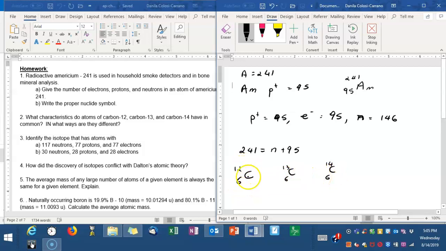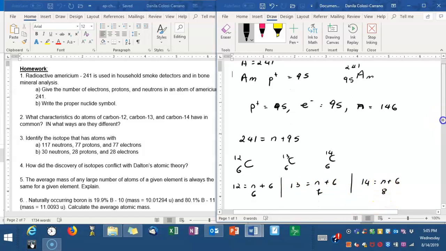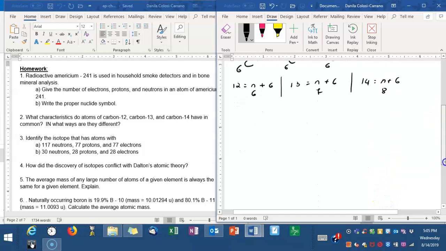And then, what is changing? Well, the number of neutrons. The 12 is given by neutrons and protons, the 13 is neutrons and protons, and the 14 is neutrons and protons. So as you notice, in every single one of those it changes: this is 6, this is 7, this is 8. Different numbers of neutrons give a different isotope of the same element, which is carbon.